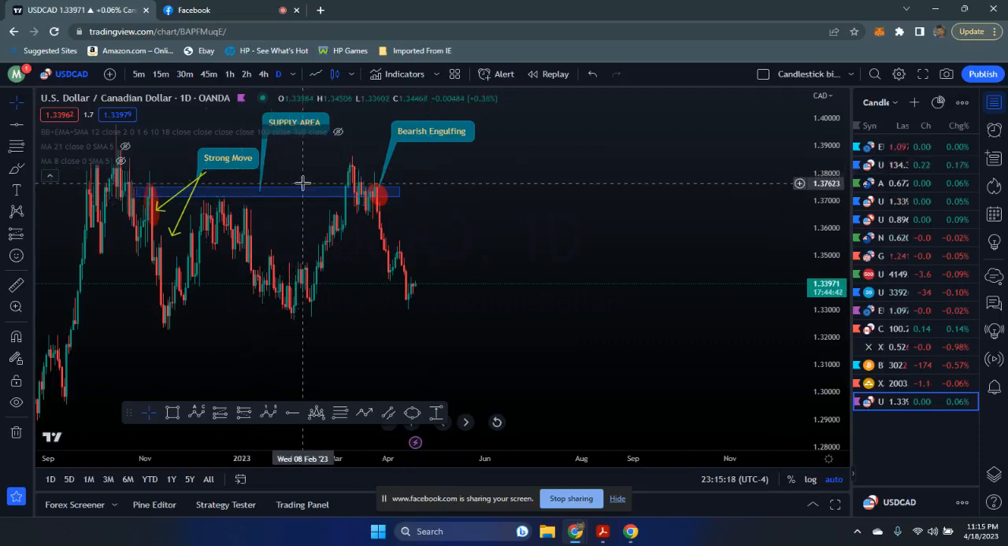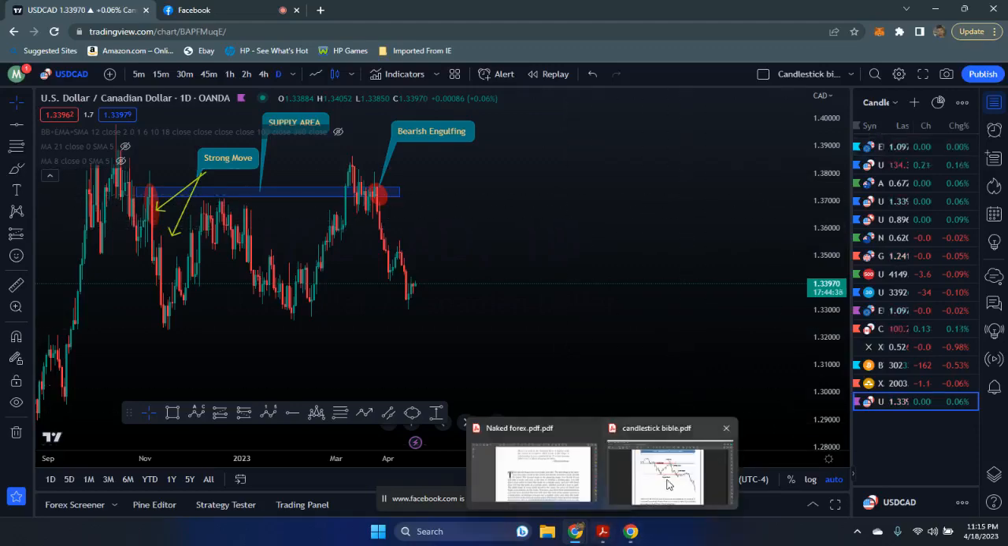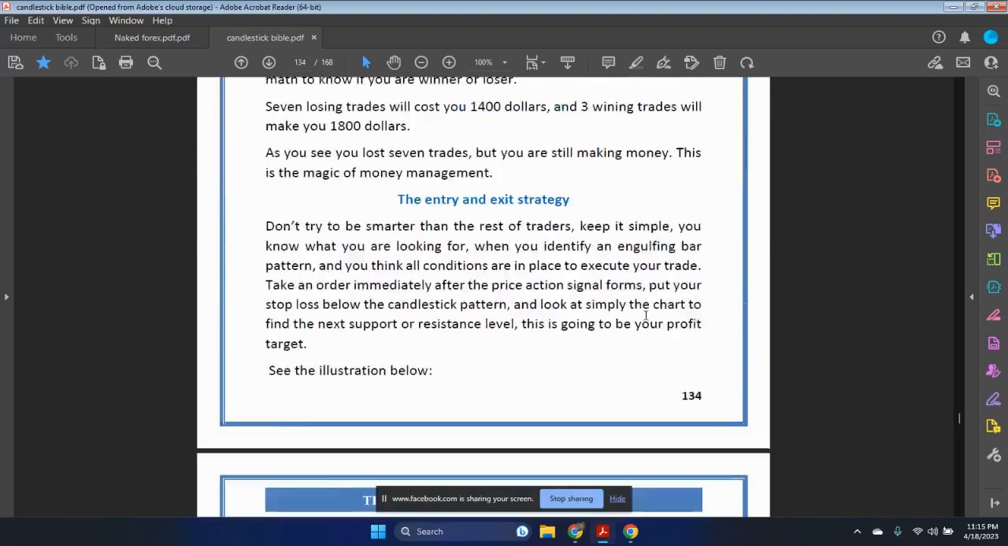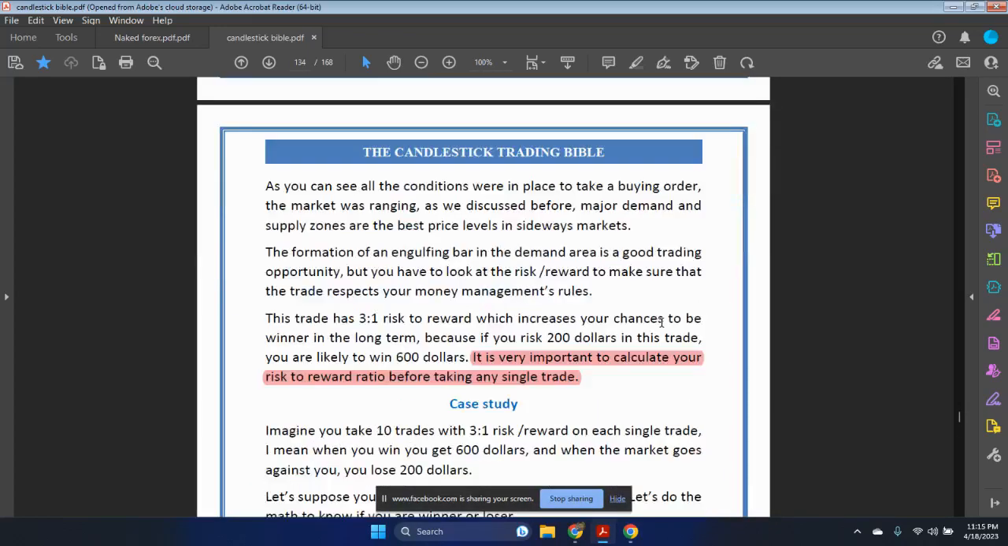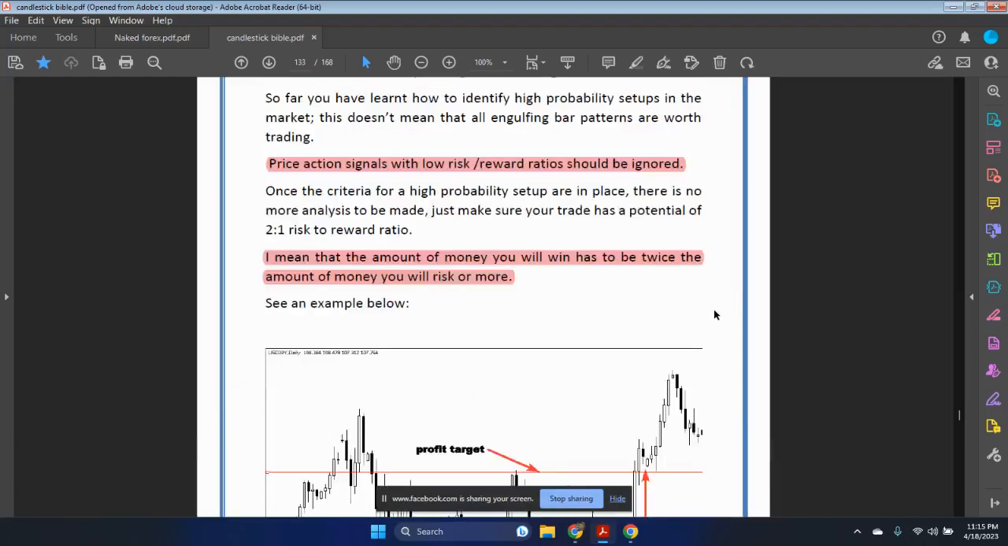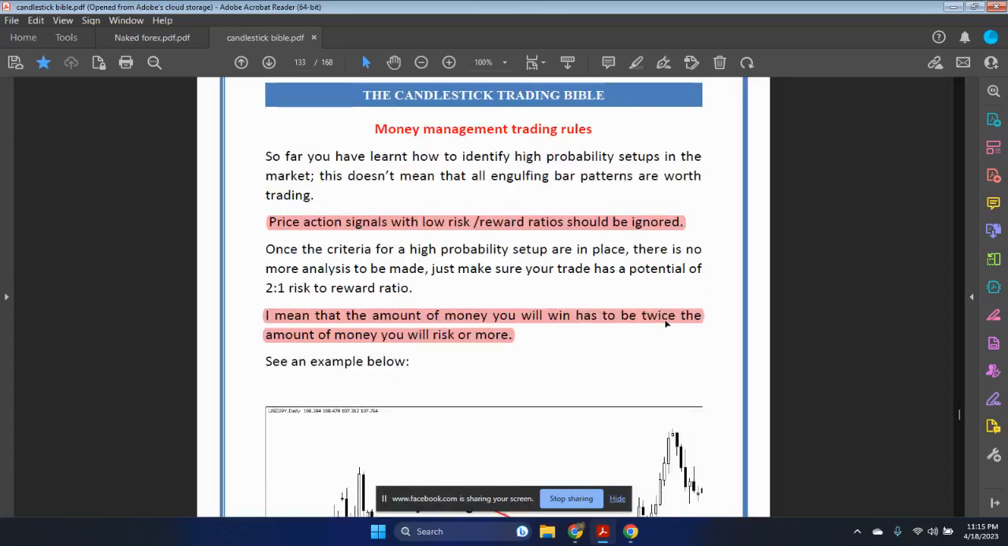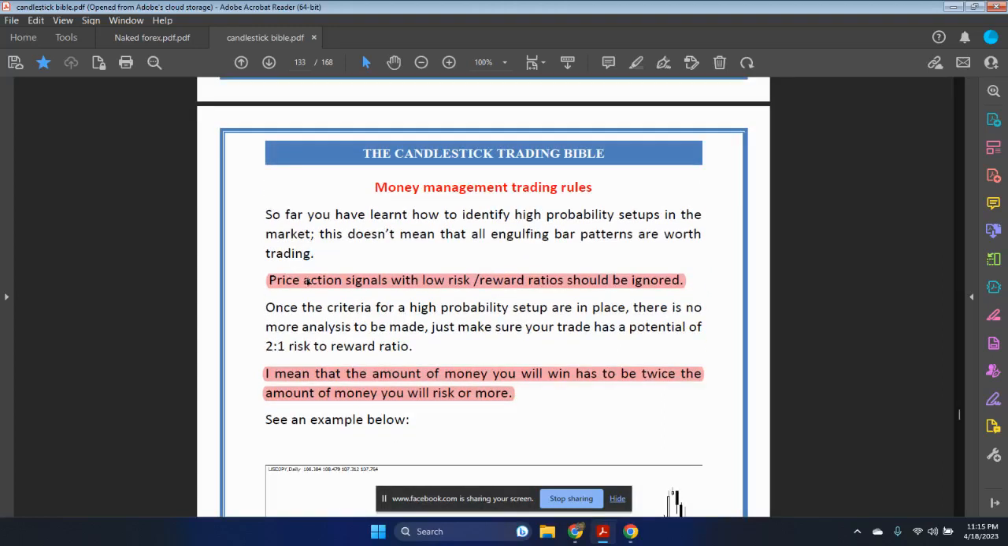Oh, we was just talking about that on the other USD CAD. That was the supply area. All right, so we talked about our risk reward, guys. The risk reward is everything. Some of the things to just point out again for you: it is very important to calculate your risk to reward ratio before taking any signal trade. I mean that the amount of money you win has to be twice the amount of money you risk, or more. Price action signals with low risk reward ratios should be ignored.